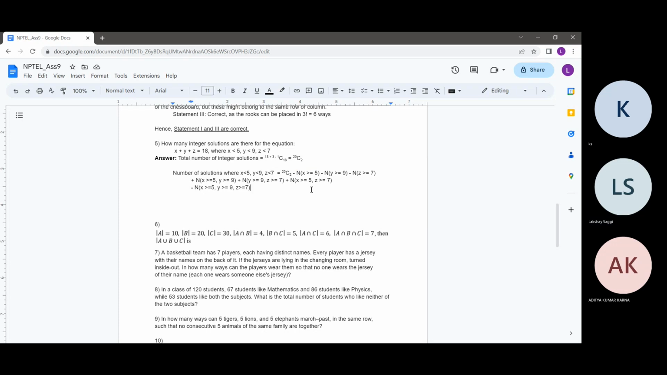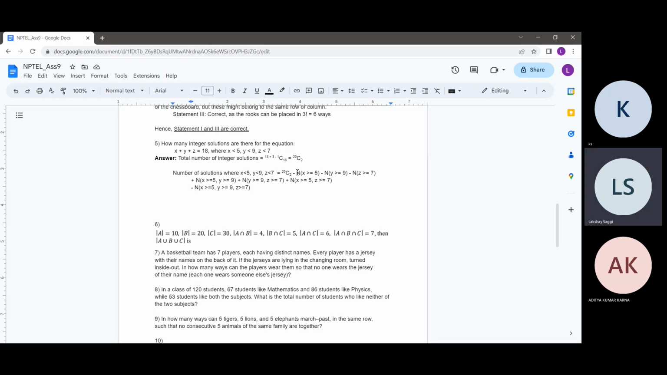KS is writing that the answer will be only one solution. I actually don't know the answer, so let me just check. So yeah, the answer is actually only one solution. Yeah, you're correct, KS. The answer is one solution. But I'll still show you the steps for all of this.